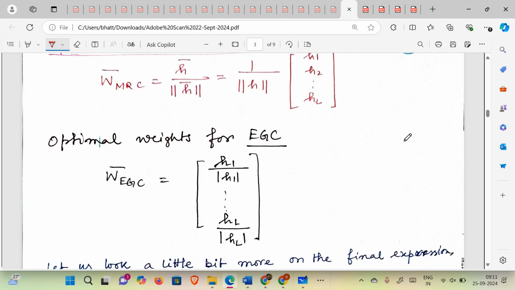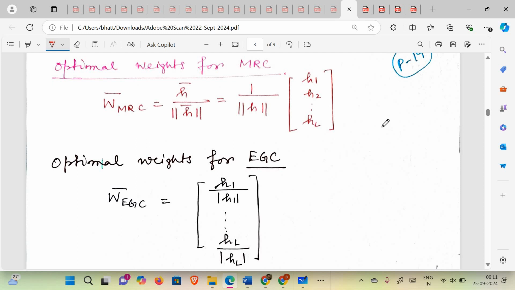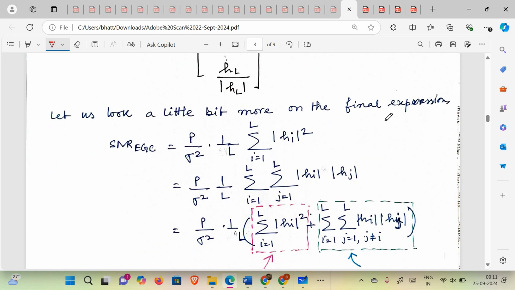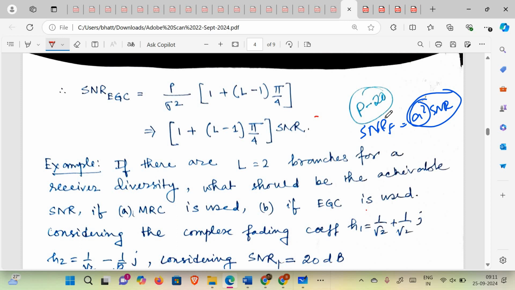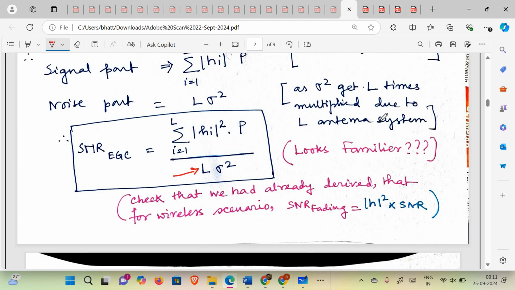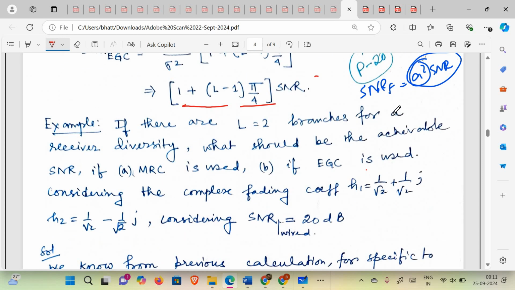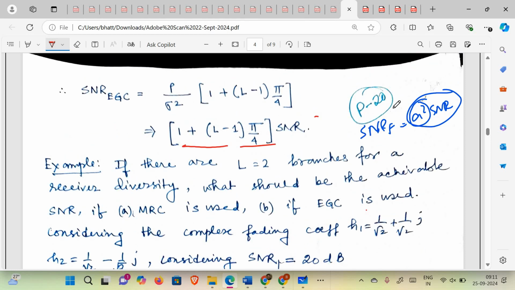Keeping that in mind, I have also given you the optimal weight factors, and over here is how the optimal weight factors can be calculated. And finally, we achieve the factor where an approximate solution for SNR EGC can be estimated by 1 plus (L minus 1) into pi by 4 into SNR, which is relatively simpler to consider with respect to this particular element. It is much simpler in that way, because the complex term doesn't exist anymore. We can just substitute the L, which is the number of receiver antennas, and we can get an approximate EGC value of SNR.